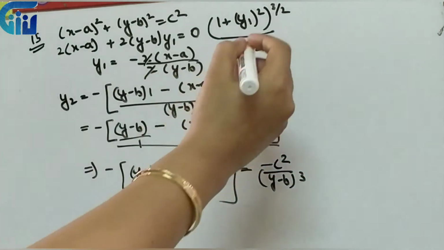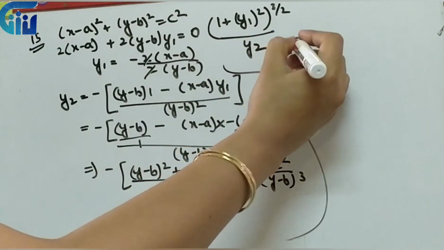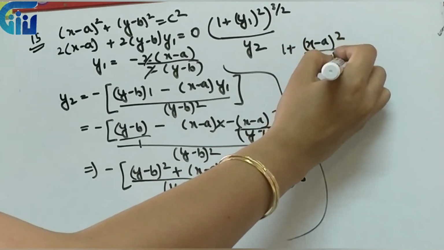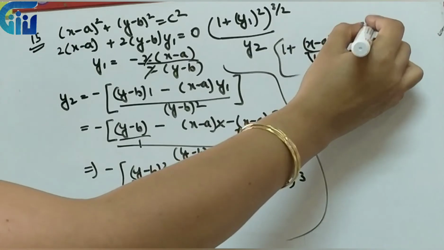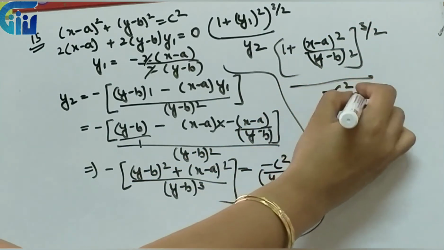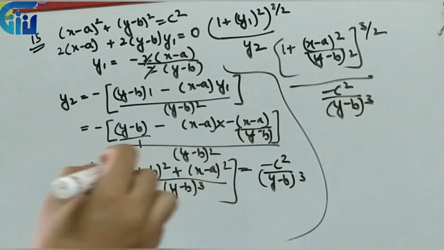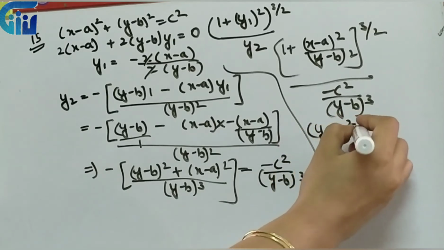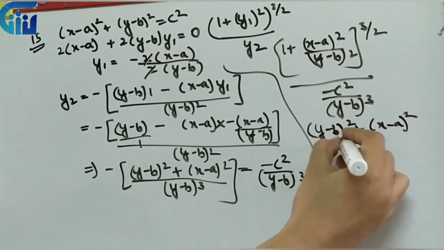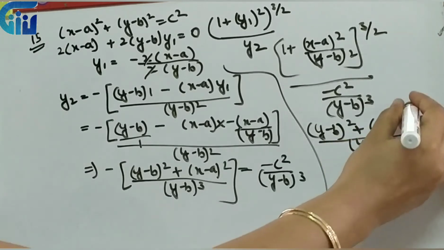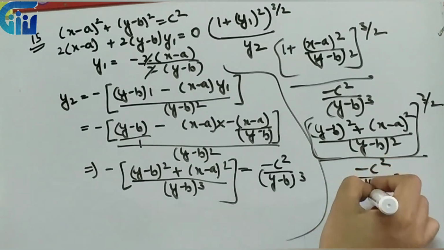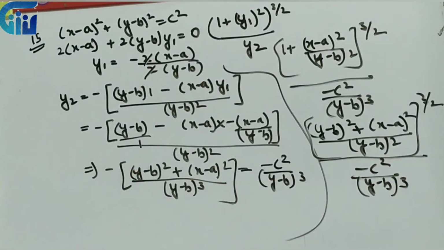Now let's put everything in this particular expression that we want. So 1 plus y1 whole square means x minus a whole square plus y minus b whole square, this whole power is 3 by 2, right? And over here this is minus c square upon y minus b whole cube, right? So let's take the LCM. So this will be y minus b whole square plus x minus a whole square, and this is y minus b whole square, and this whole thing is to the power 3 by 2, and this is minus c square upon y minus b whole cube, right?